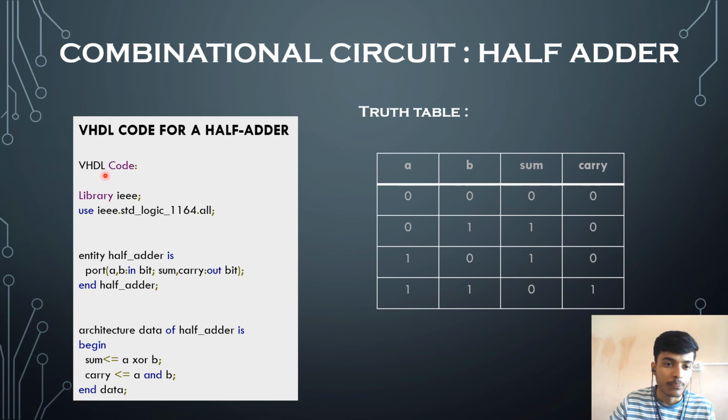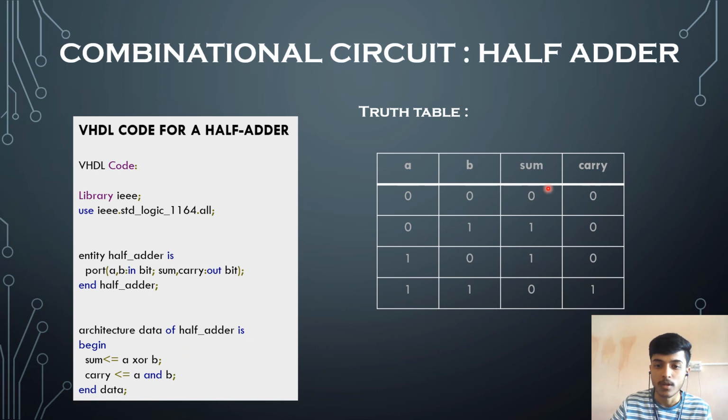Now the VHDL code; I am explaining the code. I have imported the IEEE library and am using all its modules. In the entity of the half adder, I am declaring the ports A, B as input ports in bit form, and sum and carry as the output ports. So we have two output ports. Begin: inside the half adder, sum is nothing but the XOR between the two inputs, and carry is nothing but the AND gate of the two inputs.